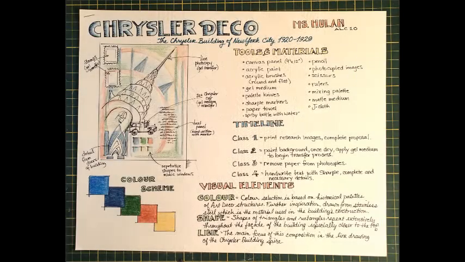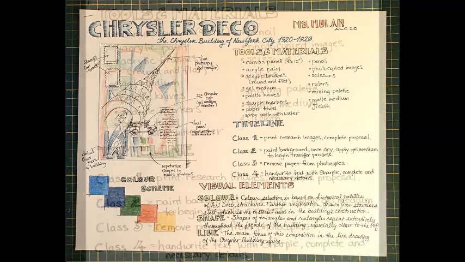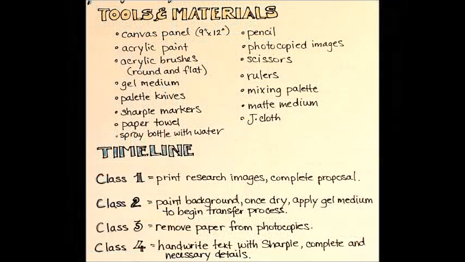So you can see that I named it the Chrysler Deco, which is based on or reflected on the Art Deco style. There's my name, the class code, which I just put as the course code, ALC1O. I have the Chrysler Building written down of New York City. 1920 to 1929 was during the time of construction. Listing of tools and materials: canvas panel, acrylic paint, acrylic brushes round and flat, gel medium, palette knives, Sharpie markers, paper towel, spray bottle with water, J-cloth, matte medium, mixing palette, rulers, scissors, photocopied images, pencil.